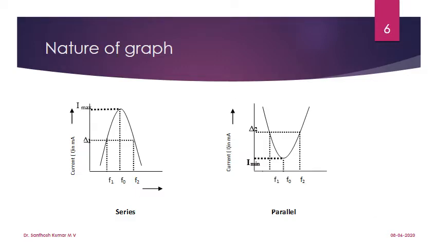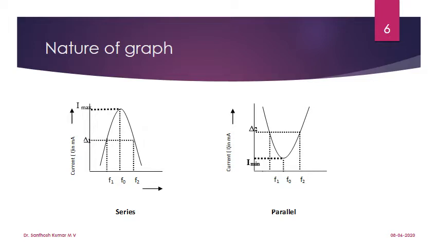The nature of the graph is like this: current versus frequency. In the series condition, the current increases till the resonant frequency, and after that it starts to decrease. The frequency where the current is maximum is called the resonant frequency in the series condition. Similarly, in the parallel resonance condition, the current decreases till a certain frequency, after which the current increases once again. The frequency where the current is minimum is called the resonant frequency in the parallel condition.